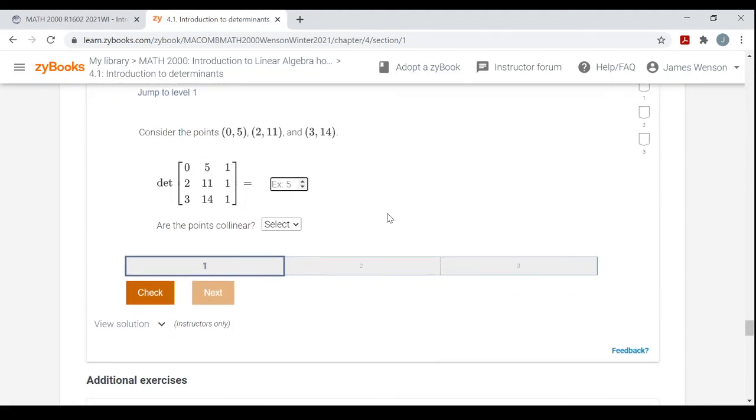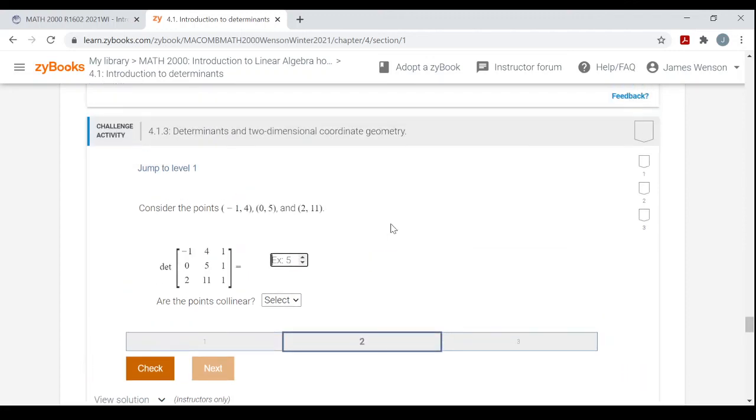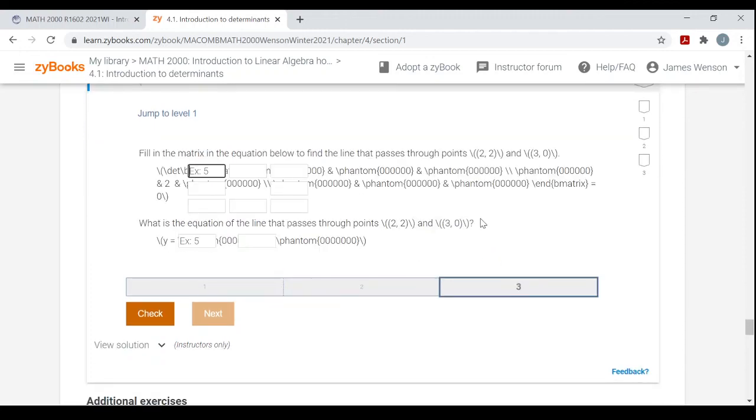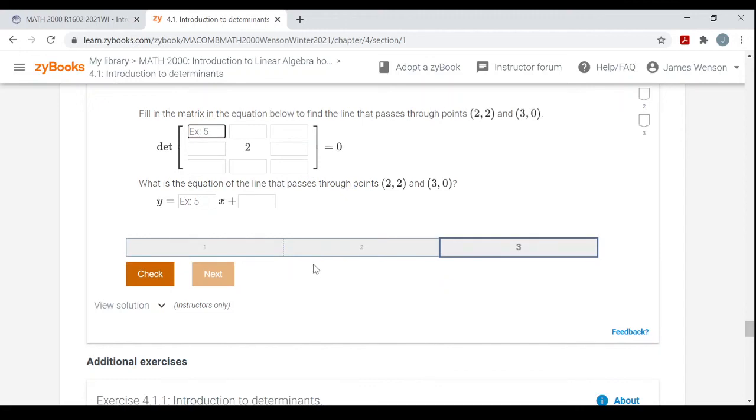Let's see what the other levels look like. Yeah, this is the same thing. 3 points, are they collinear? And this one is find an equation to determine a line, the line going through these 2 points. So what would your matrix look like that you set the determinant equal to 0 for, with that x, y, and then the points, and then a column of ones. And then finally, what would be the equation in slope-intercept form here? I'm going to leave all that to you.